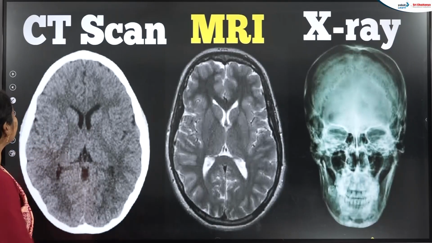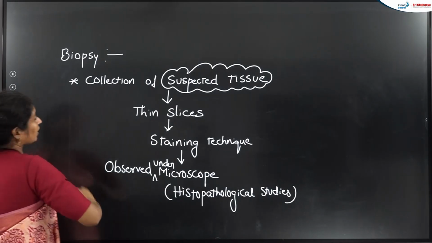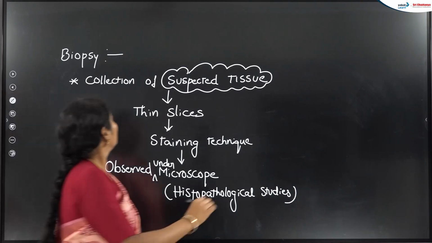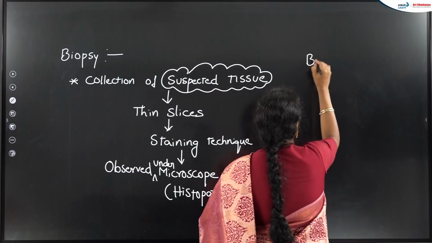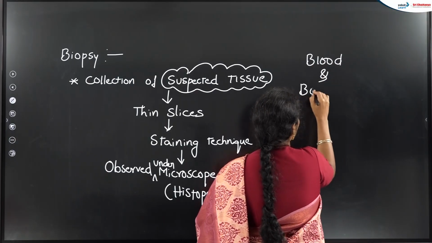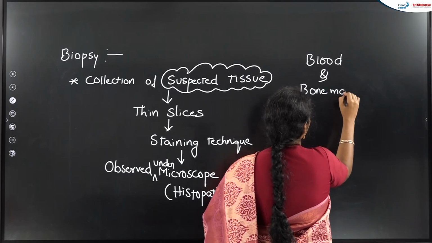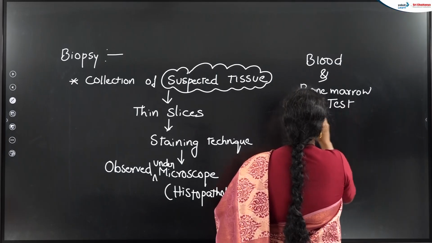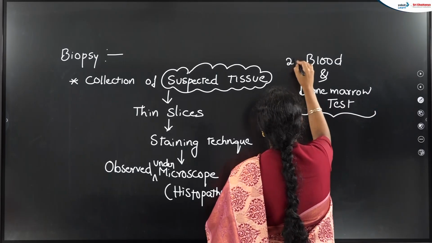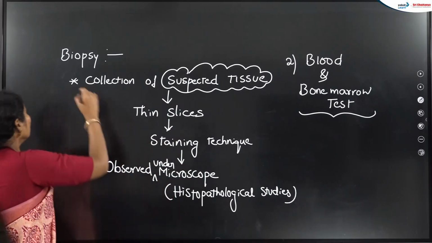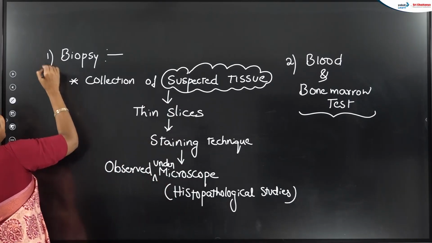The second one is the blood as well as bone marrow test. Blood and bone marrow test means collection of blood samples from the patient or collection of bone marrow tissue from the patient, and we have to do a cell count.